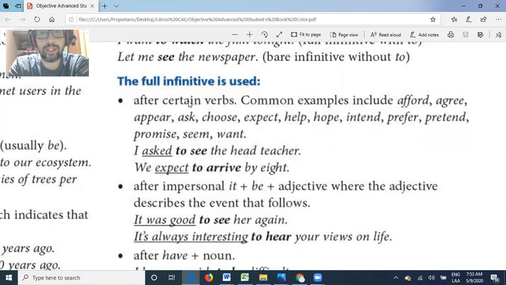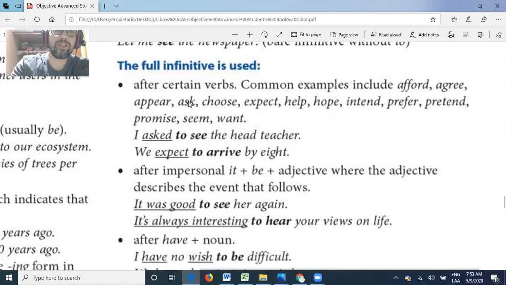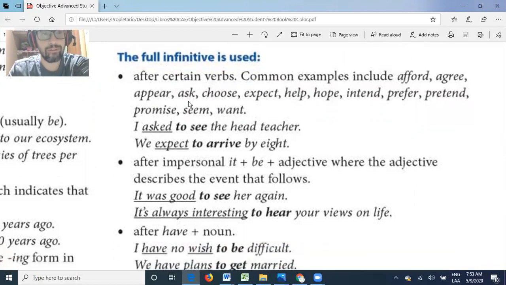The full infinitive is used after certain verbs. Common examples include afford, agree, appear, ask, choose, expect, help, hope, intend, prefer, pretend, promise, seem, and want. Okay, so after these verbs, commonly we just use to. For example, I ask to see the head teacher, or we expect to arrive by 8.